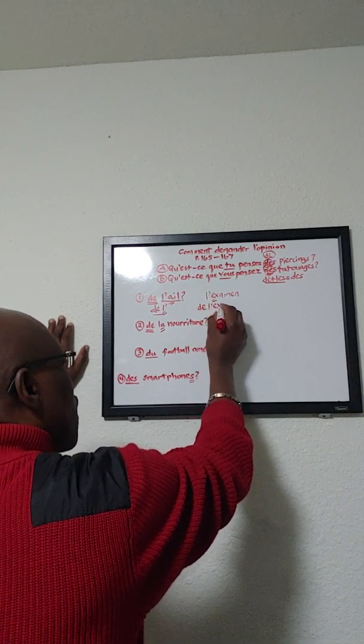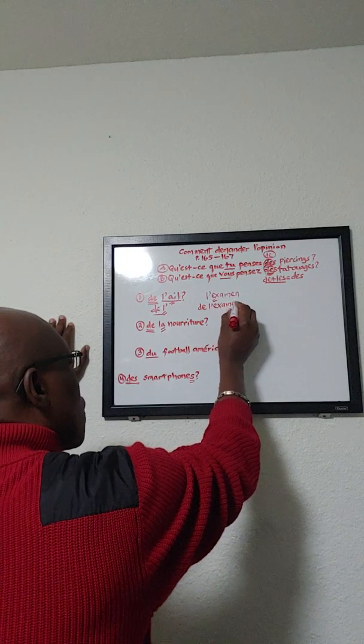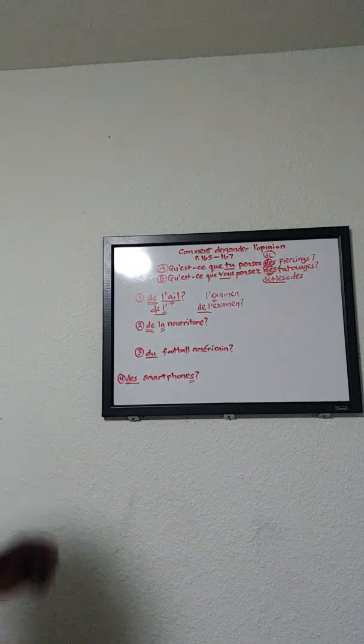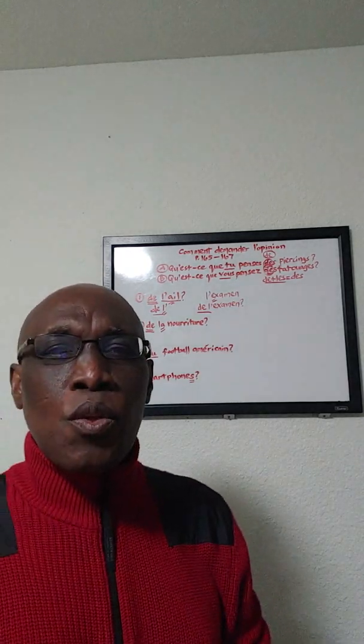So you will say, qu'est-ce que vous pensez de l'examen? Qu'est-ce que tu penses de l'examen? Qu'est-ce que vous pensez de l'ail? Qu'est-ce que tu penses de l'ail? You realize de stays the same in front of l'apostrophe.